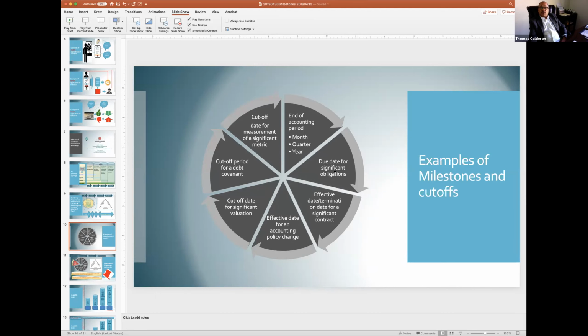The due date for a significant obligation. Effective determination date or termination date for a significant contract. Effective date for an accounting policy change. Cutoff date for significant valuation. Cutoff date for debt covenants. All of these are milestones and cutoffs that we work with as accountants practically every day.